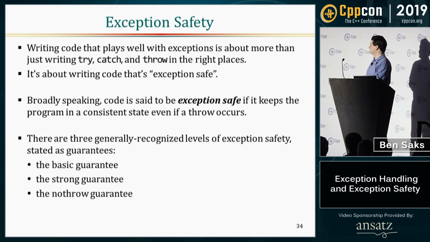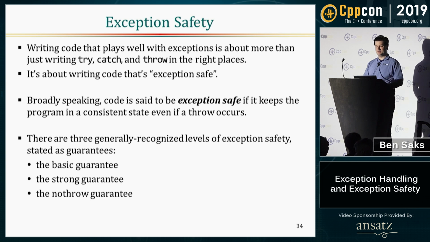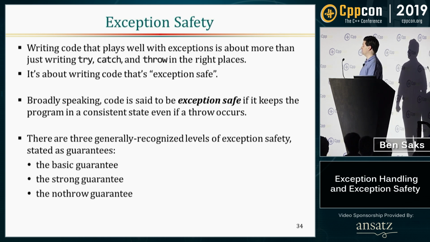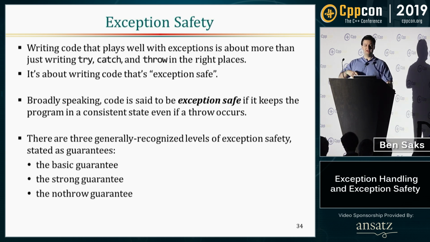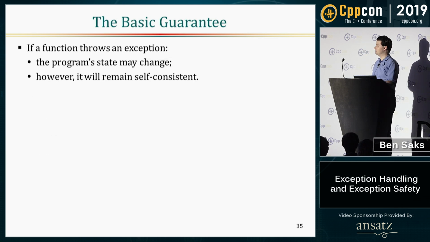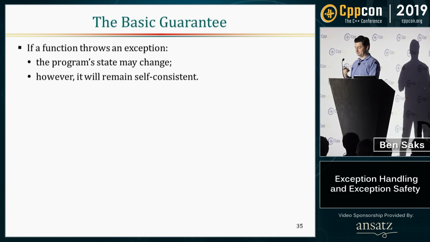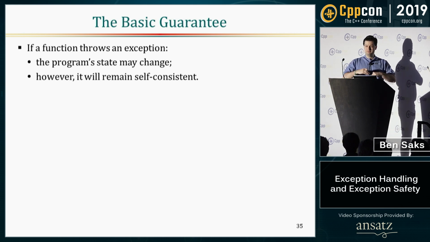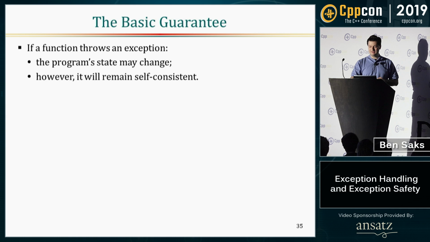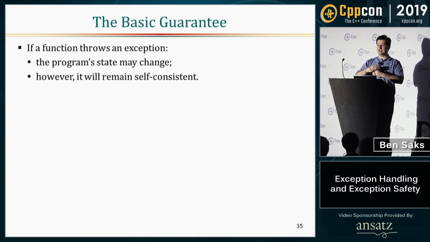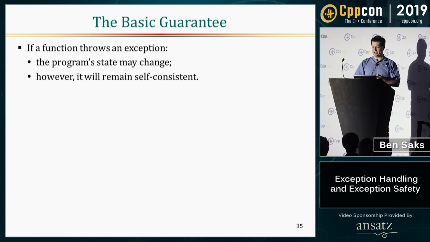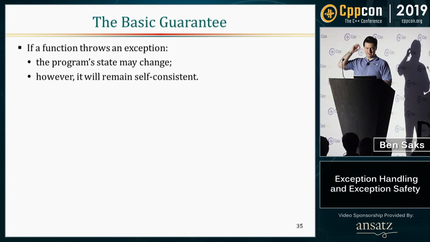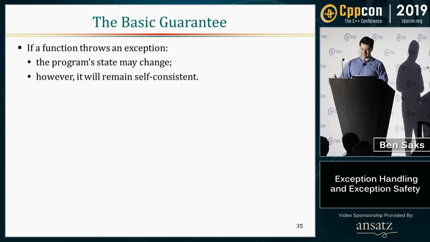So we talk about exception safety as having three different levels. There's the basic guarantee, the strong guarantee, and the no-throw guarantee. So what are each of these guarantees that a function could make to describe itself as exception safe? So the basic guarantee is this. The function might throw an exception, and if it does, it's possible that something has happened during that function that changed the state of the program before the error condition was detected and an exception was thrown.